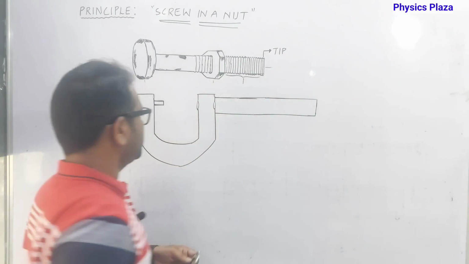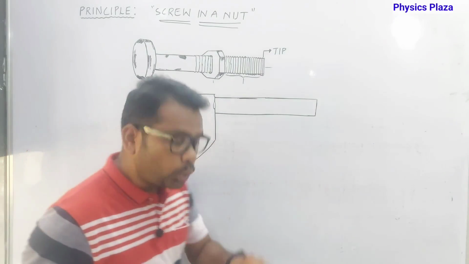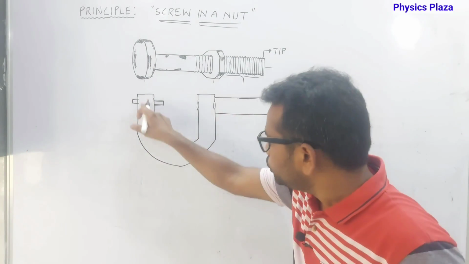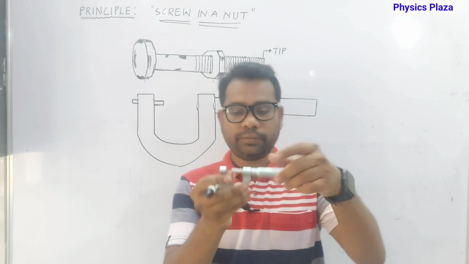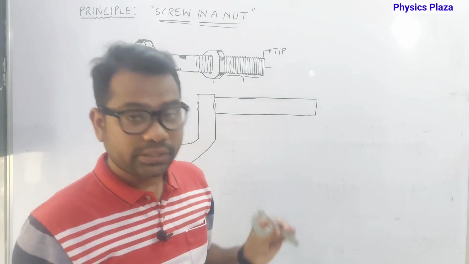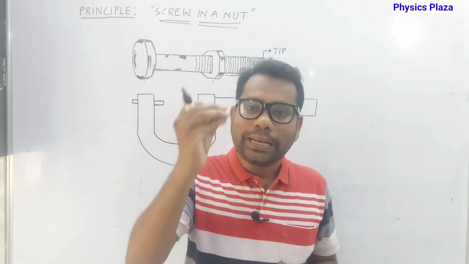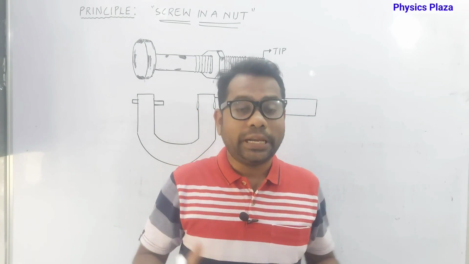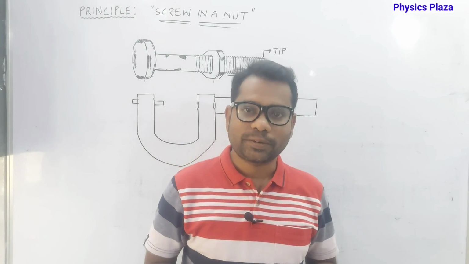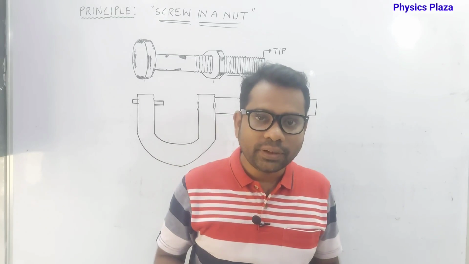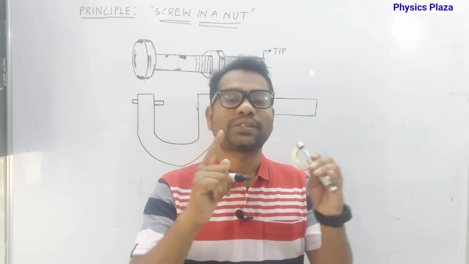Yes, children, look here. The screw gauge consists of a U-shaped metallic frame. Children, if we take a little more time, no problem. Let us understand each and everything. Let us feel the concept of the screw gauge. Just be with us, children. We will make you feel the concept of the screw gauge.